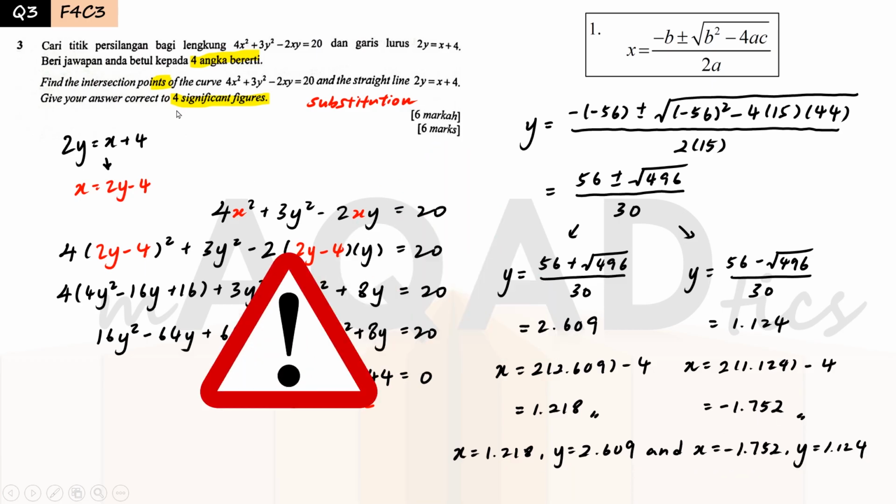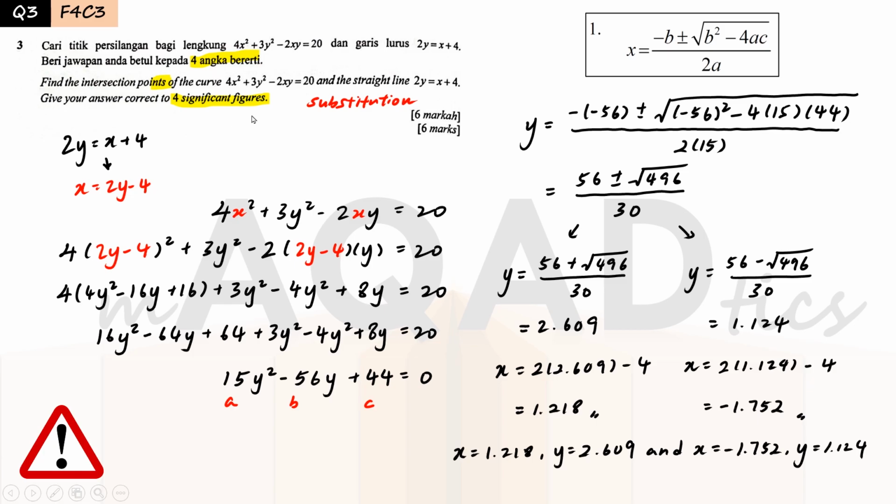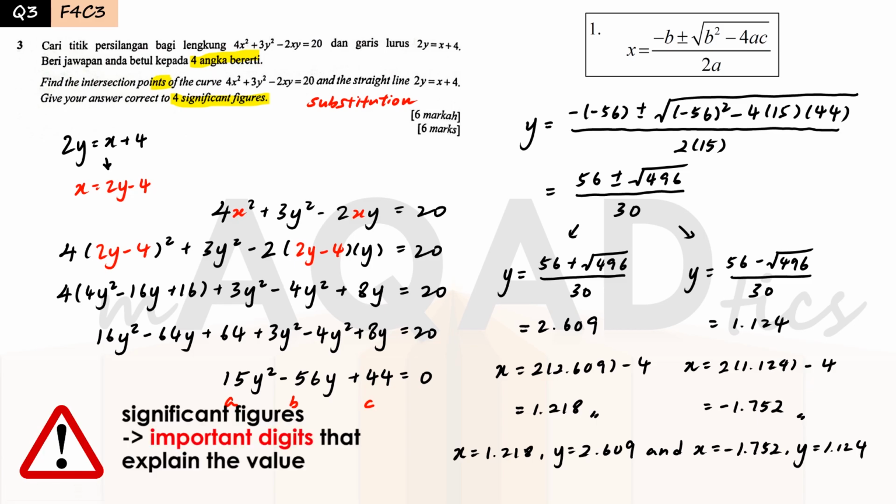Alright, 4 significant figures means 4 important digits to explain the value. For example here, the 1 is very important because it's the biggest digit among all of the digits here. So this is considered one important digit to explain the value, but we need another 3 supporting digits. So we just take the 3 digits after the decimal point, 218. In total, there will be 4 important digits, meaning 4 significant figures.